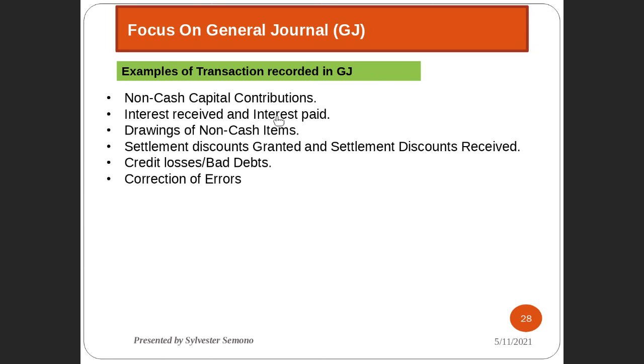Now, let me talk about the interest received and the interest paid. Here we need to be careful. I'm not talking about the interest that you are going to see on your bank statement. Yes, Jaden, if the owner contributes a vehicle, it's not cash. Can you see now? You must go to the GJ. Yes, you are correct, Jaden.